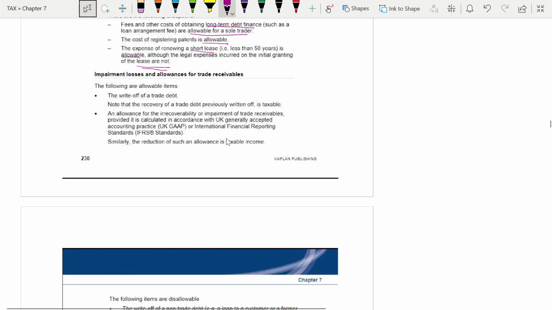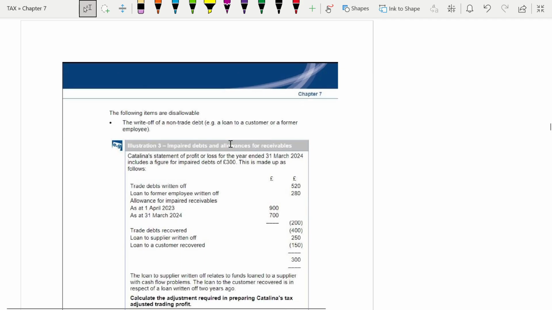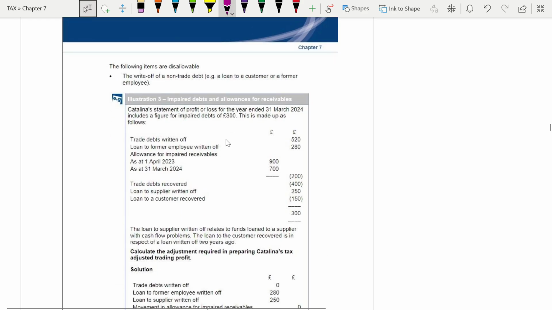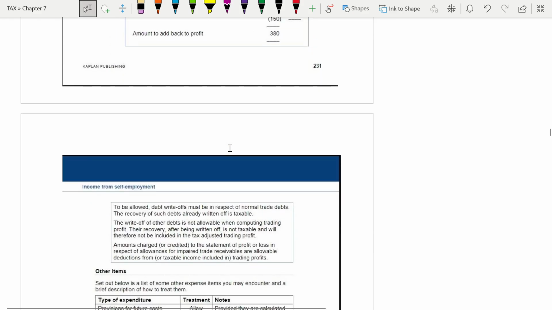The following are allowable items: impairment losses and allowance for receivables. Written-off debt is allowable. Note that the recovery of a debt previously written off is taxable. The unallowable is the irrecoverable or impairment of activities. Similarly, the reduction of an allowance is taxable income. The following are disallowed: the write-off of a non-trade debt to a customer or a former employee is not allowed.